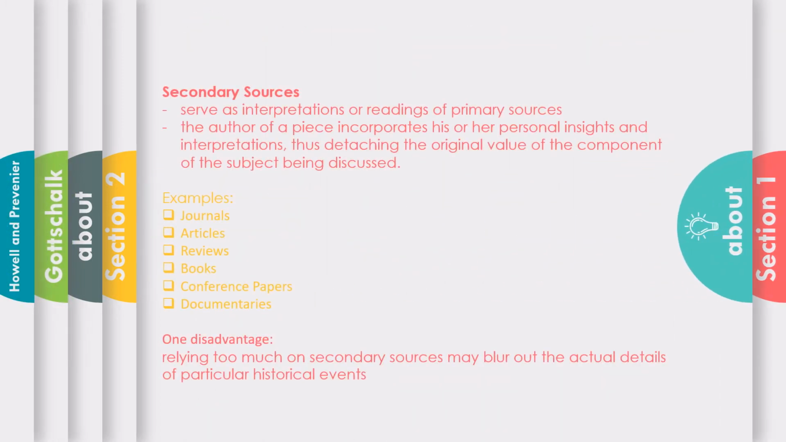Second type of source is the secondary sources. This serves as interpretation or readings of primary sources. The author of a piece incorporates his or her personal insights and interpretations, thus detaching the original value of the component of the subject being discussed. Secondary sources tell you about an event but are from a time after the event. They usually talk about the primary sources. In an easier definition, secondary source is made after the time of the events.